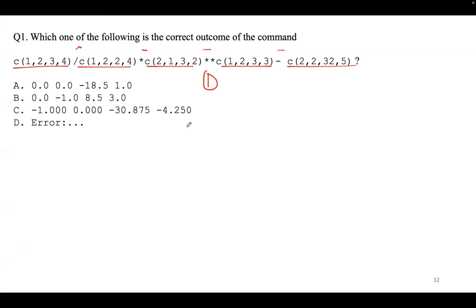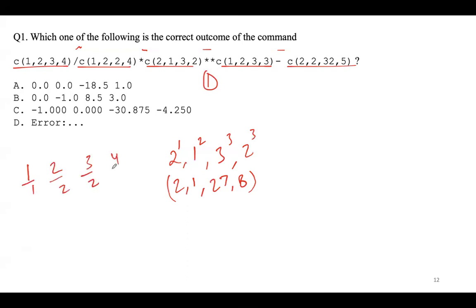Okay, cool. So let's actually try and solve this. We first have 2 to the power 1, 1 to the power 2, 3 to the power 3, and 2 to the power 3, right? So we get 2, comma 1, comma 27, comma 8. Then what are we going to solve? Then division. So it's going to be these 2 things. That's 1 by 1, 2 by 2, 3 by 2, 4 by 4, so that's going to be 1, comma 1, comma 1.5, comma 1.